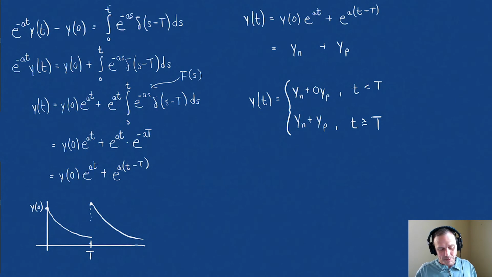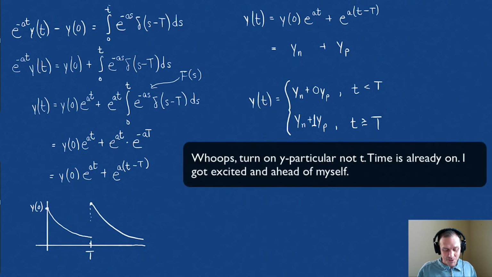Notice that the y particular, when t was less than T, is 0. Then the y particular becomes 1 once t is greater than or equal to T. In other words, we have to turn it on. How do we do that? We do that with this little piece.